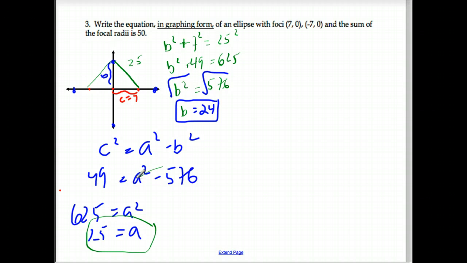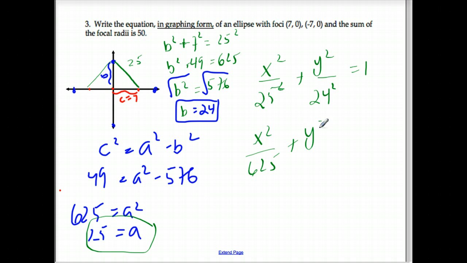So to finish writing the equation, we're going to use x minus 0 squared, which is just x squared, over our a squared, which is 25 squared. And then plus y minus 0, which is just y squared, over b, which is 24 squared, equals 1. So that simplifies to x squared over 625 plus y squared over 576 equals 1. And that is the final result.